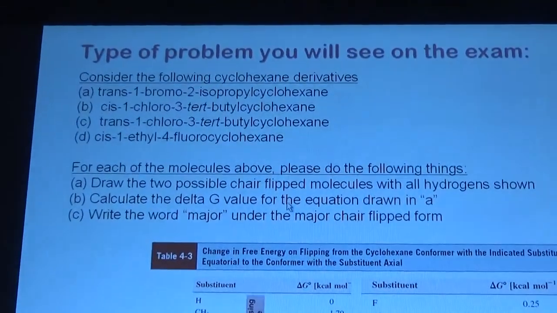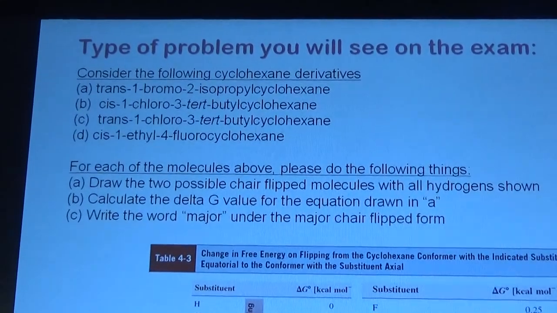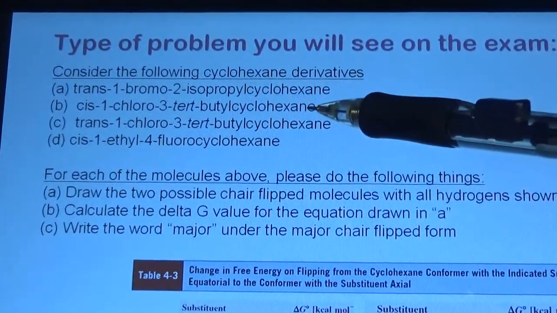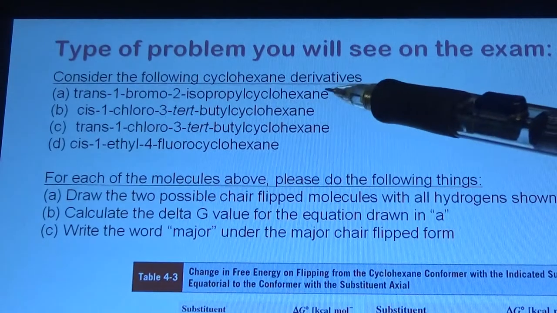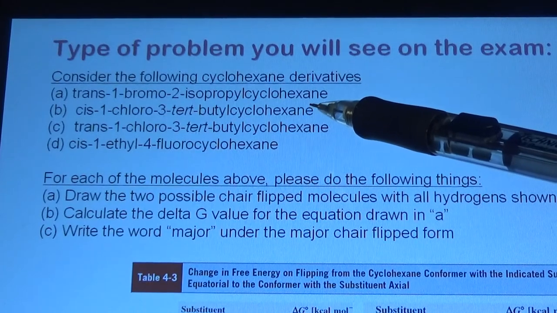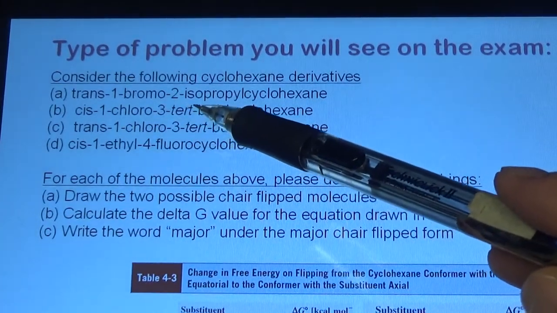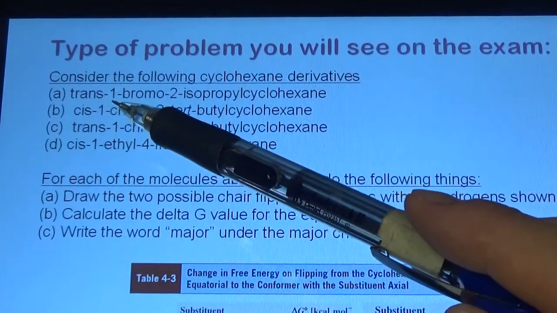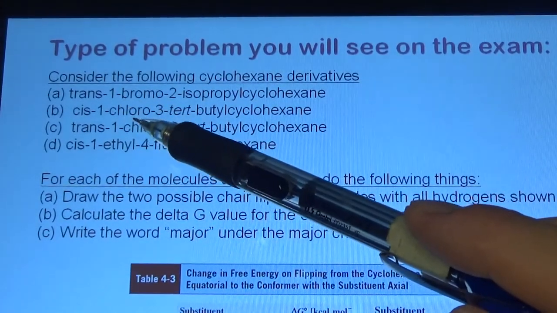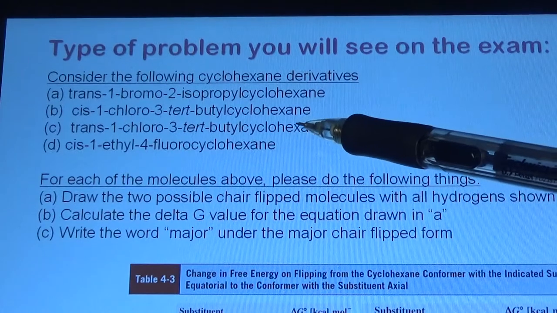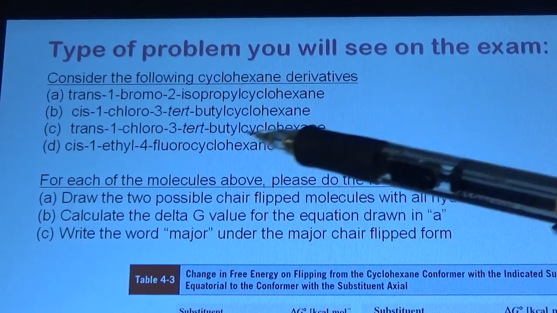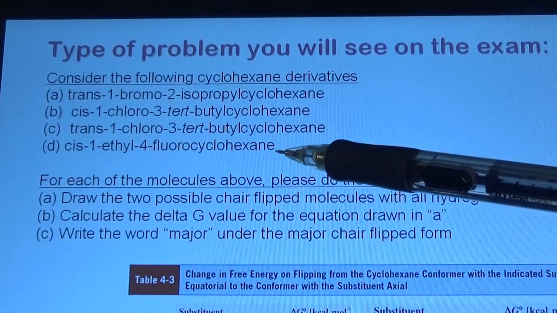Okay, so then these are some more examples, back to the cyclohexane stuff, of things you might see on quizzes or exams in this course. Consider the following cyclohexane derivatives. Trans-1-bromo-2-isopropylcyclohexane as one. Be able to draw these. Draw it out. Start with cyclohexane, and then you just draw the trans to show the trans means opposite orientation. 1-bromo, 2-isopropyl. Cis-1-chloro-3-tert-butylcyclohexane. You can draw that. Trans-1-chloro-3-tert-butylcyclohexane. Also, these are all good practice. Try to do these. And then do the delta G.